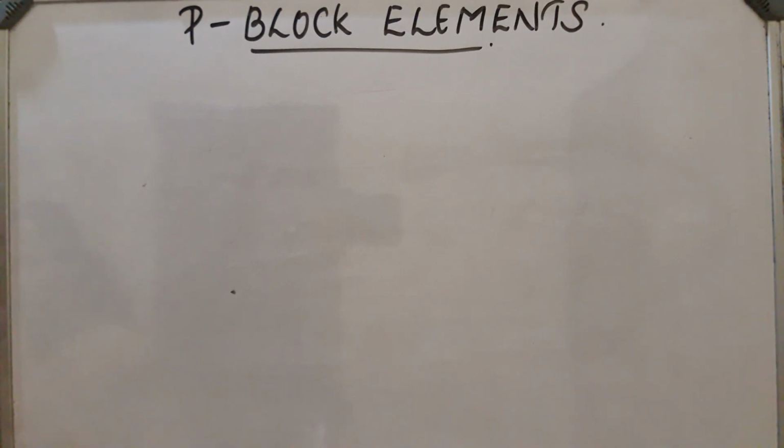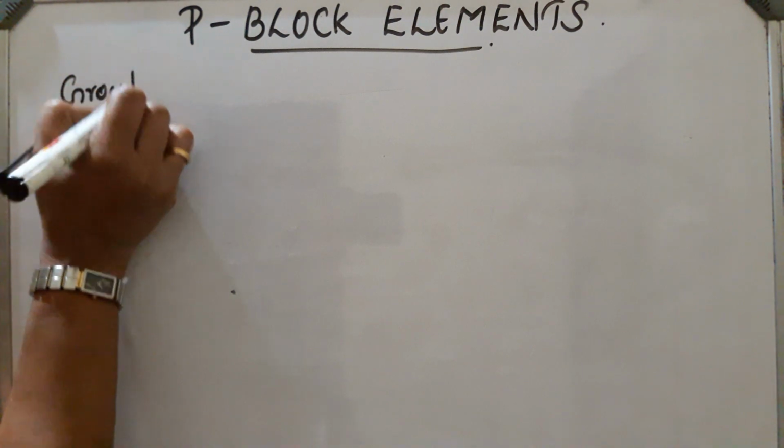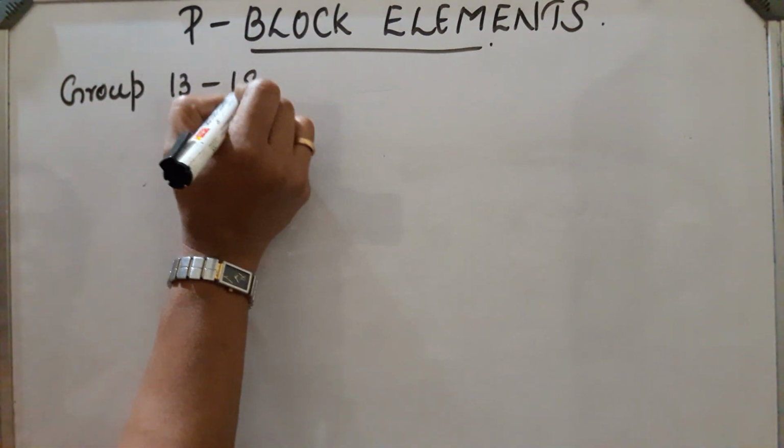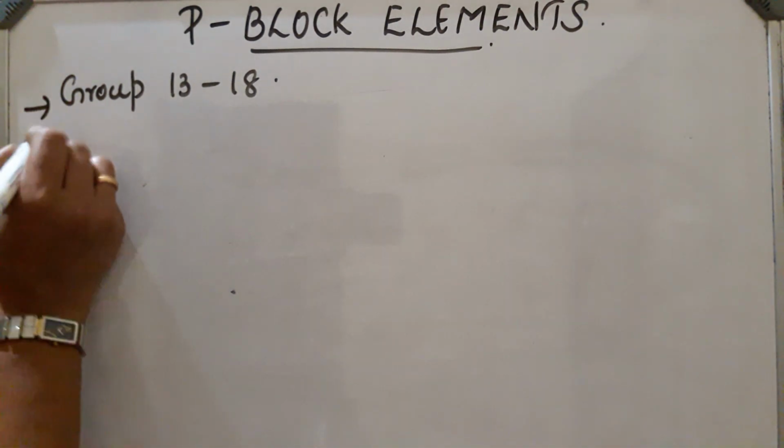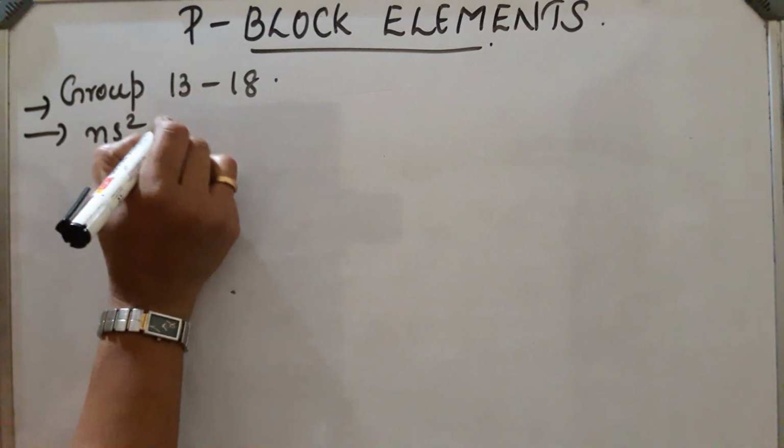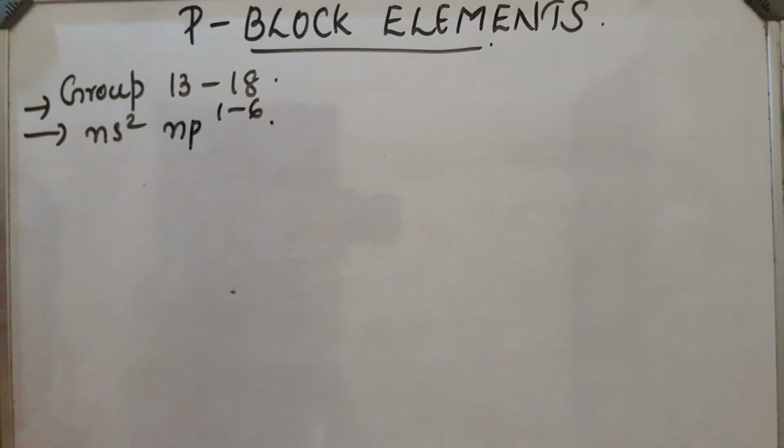P block elements, elements of group 13 to 18 are P block elements. Group 13 to 18 in the long form periodic table are P block elements, and their general electronic configuration is ns2 np1-6.